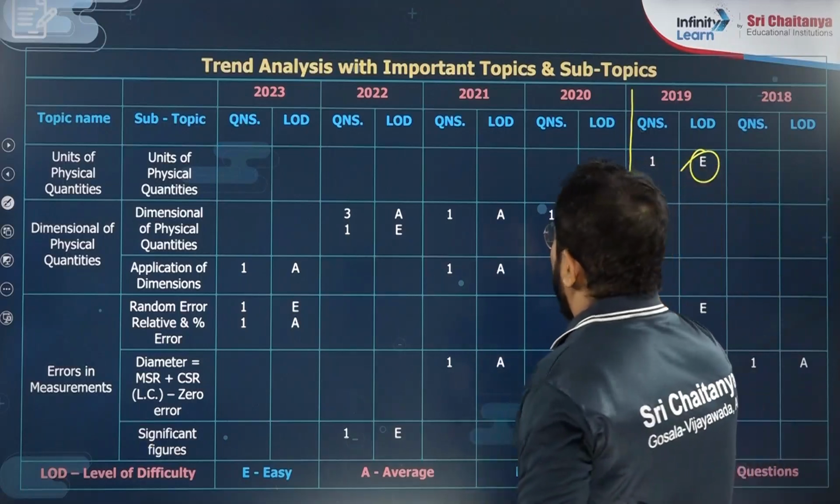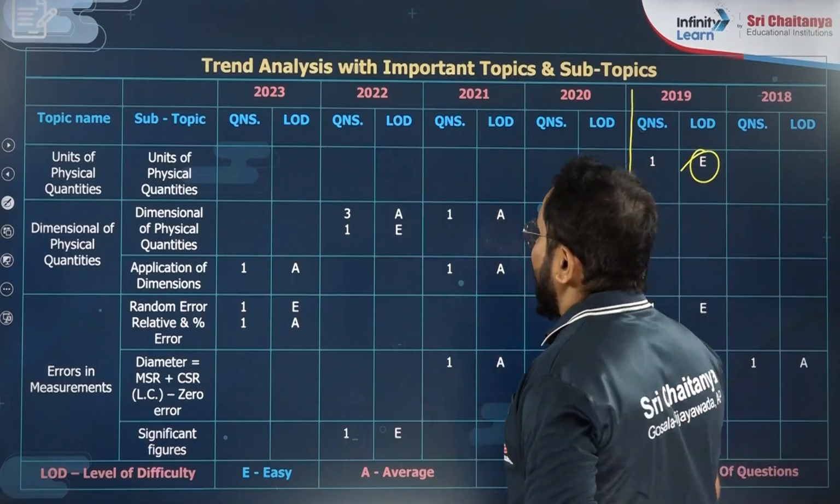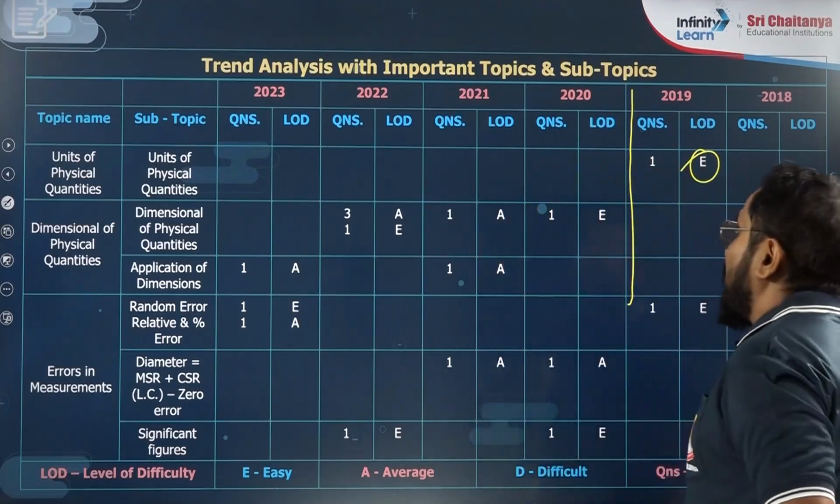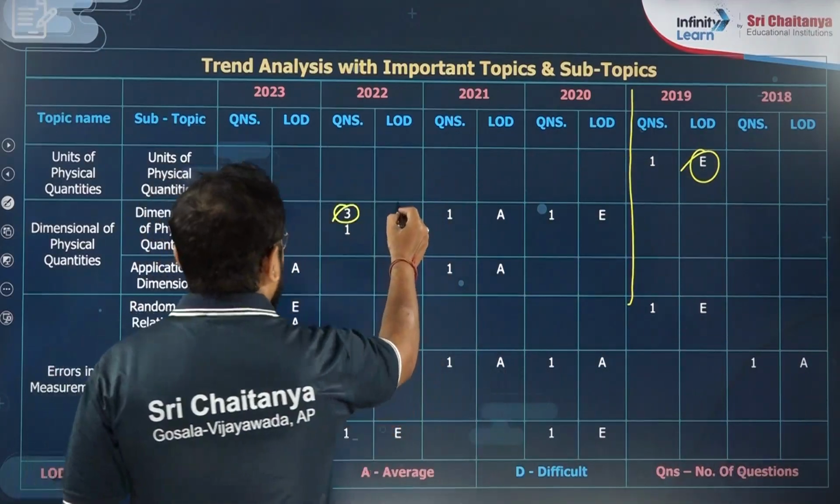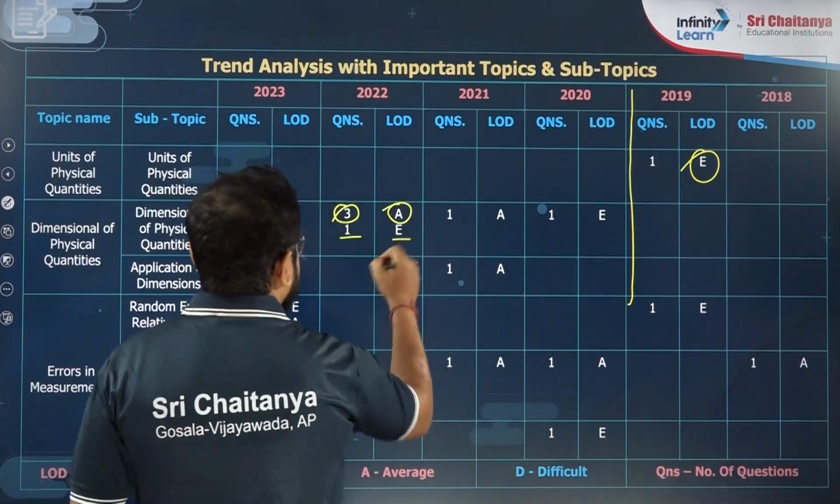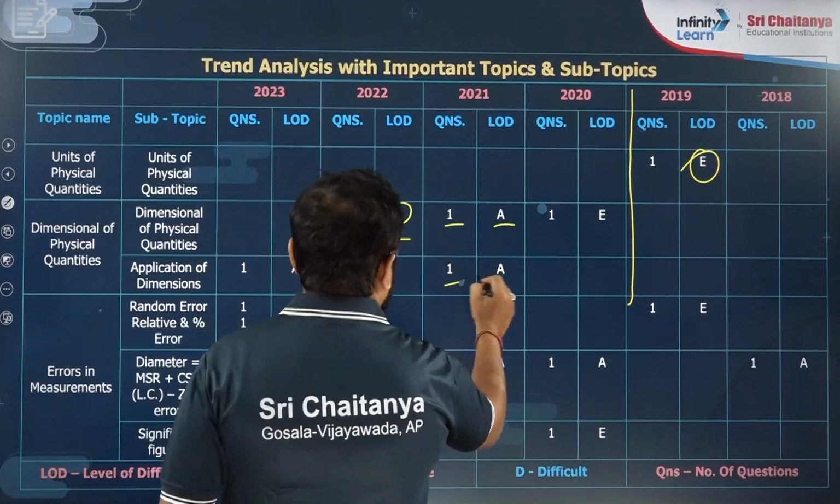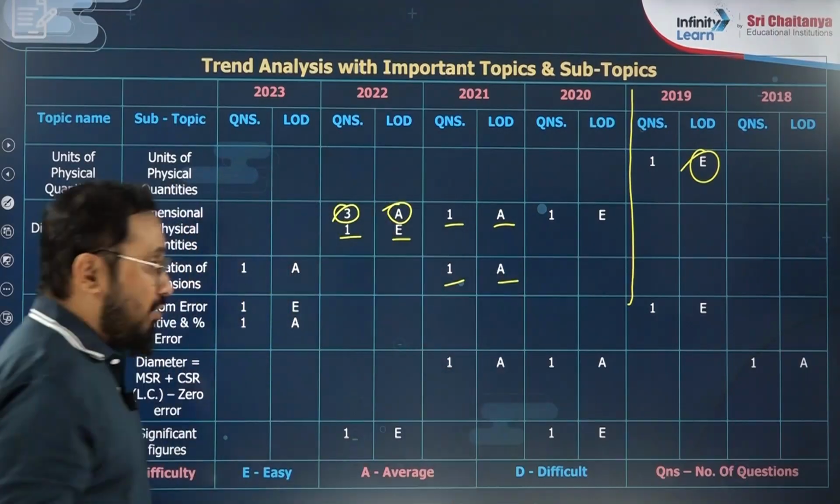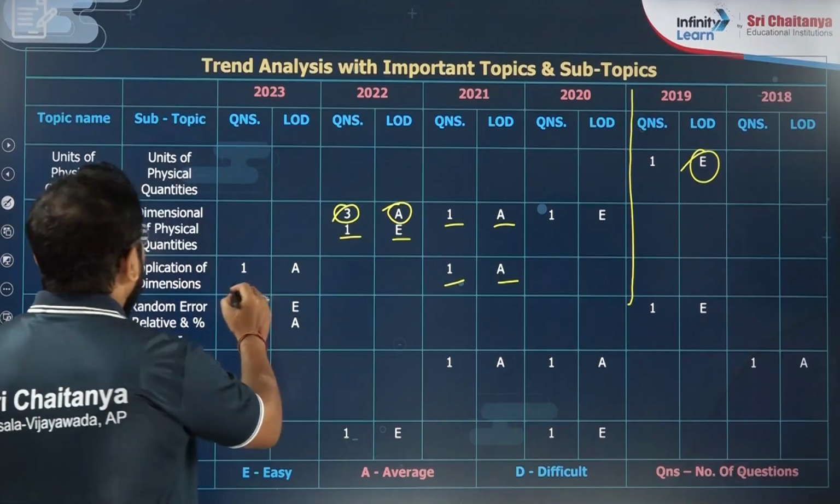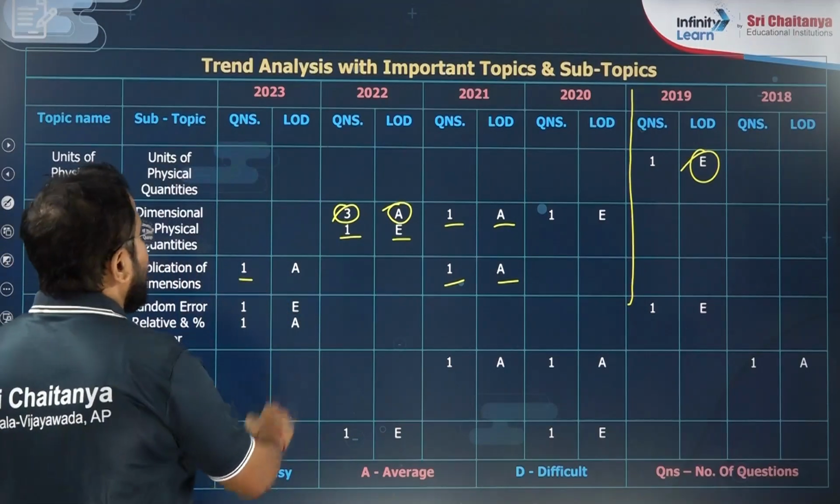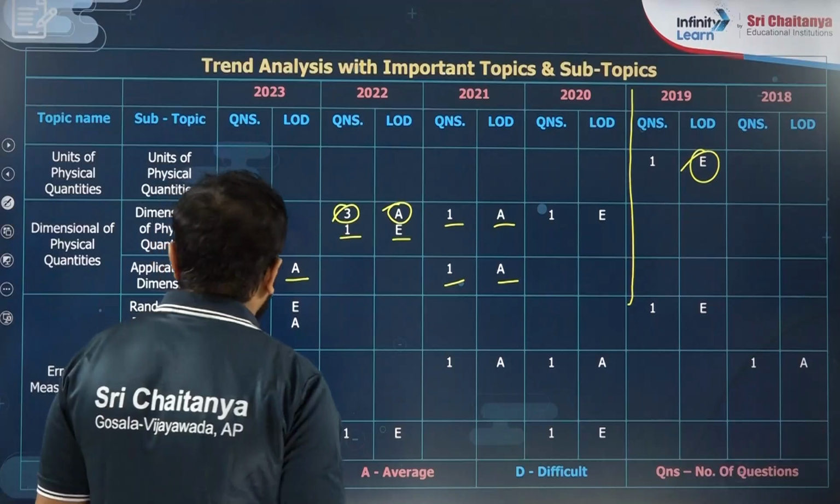Then in 20, 21, 22, the weightage keeps on increasing. Here 3 questions were there. One was easy, one was average, one was average. Average means a good one. Is it clear? It is not very easy. Application of dimension, 1 question again in 23, and that was average.